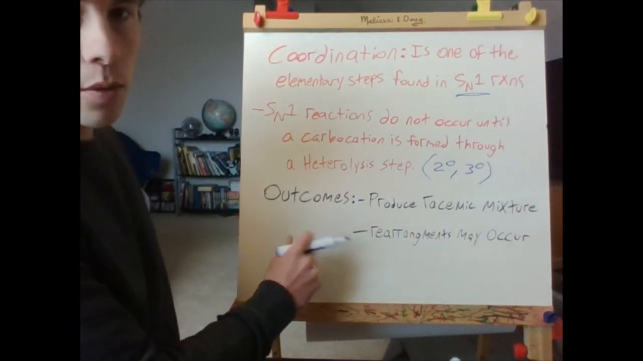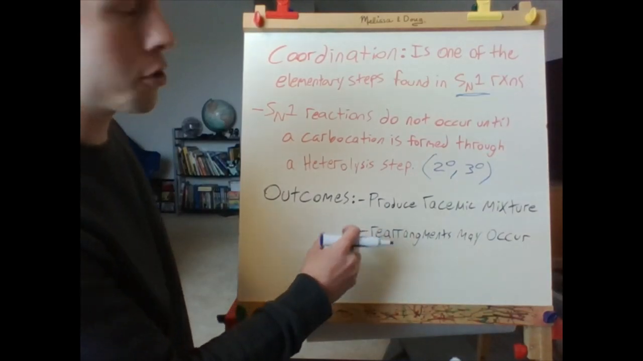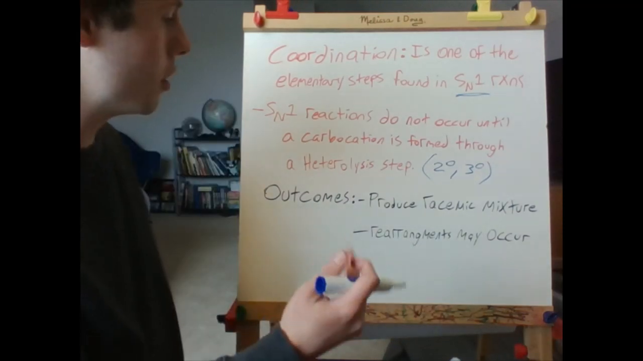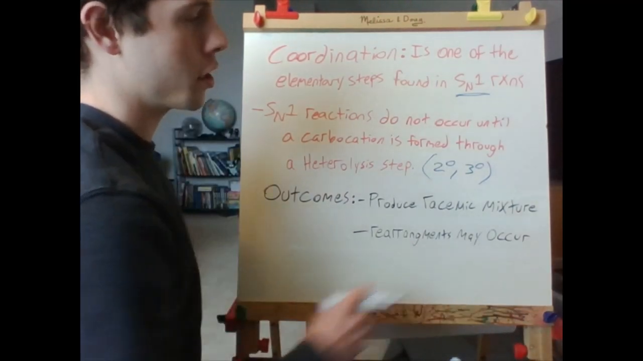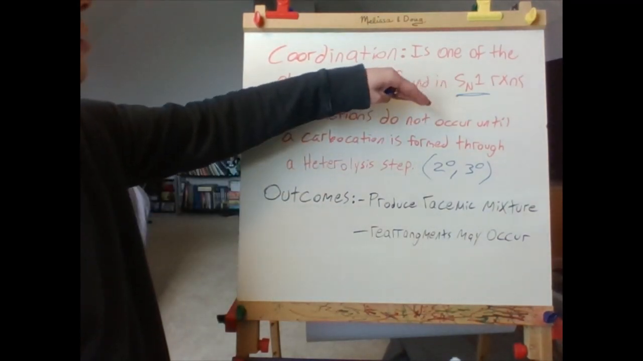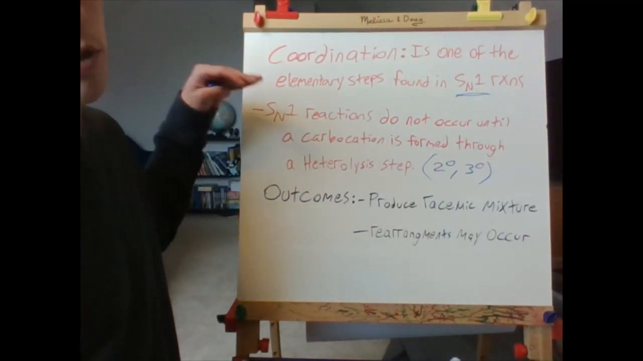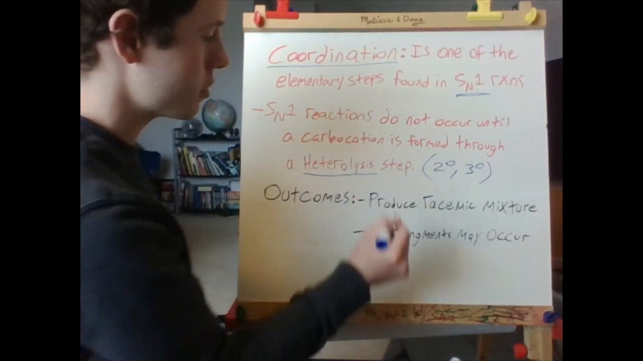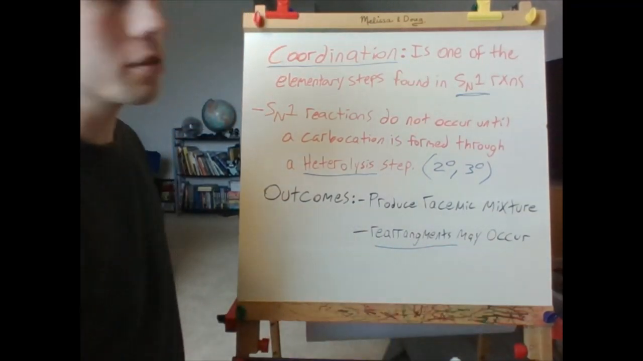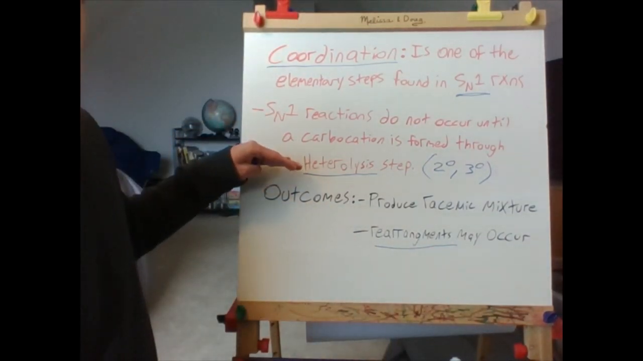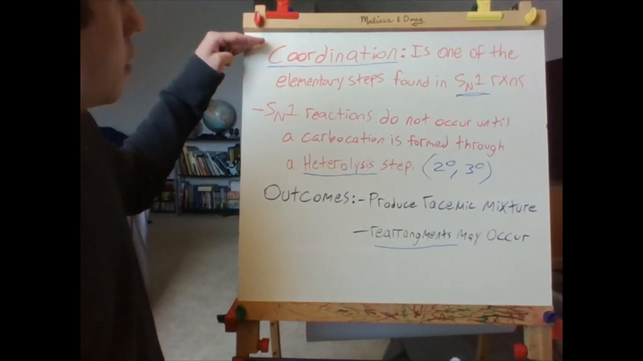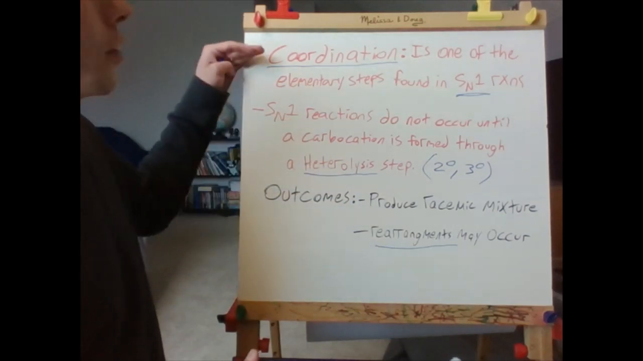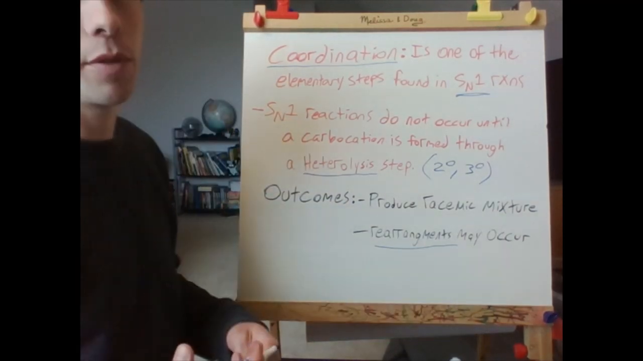Remember, the outcomes of an SN1 reaction are that they produce a racemic mixture, and so we get 50% of the R enantiomer and 50% of the S enantiomer. And then rearrangements may also occur. So notice that in SN1 reactions, we have several different elementary steps that can happen. We have coordination, we have heterolysis, and then we have rearrangements. Heterolysis must occur, followed by coordination, or heterolysis must occur, and then rearrangements might happen, and then coordination occurs. And so let's look at some example problems.